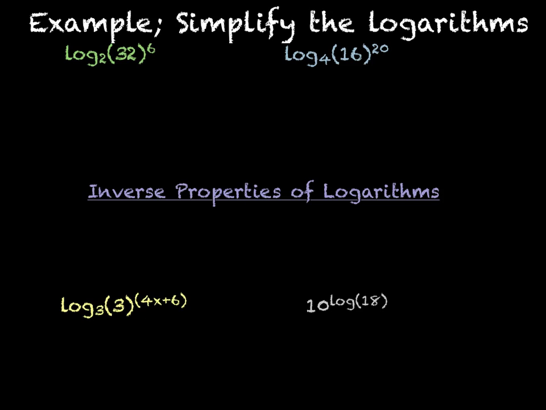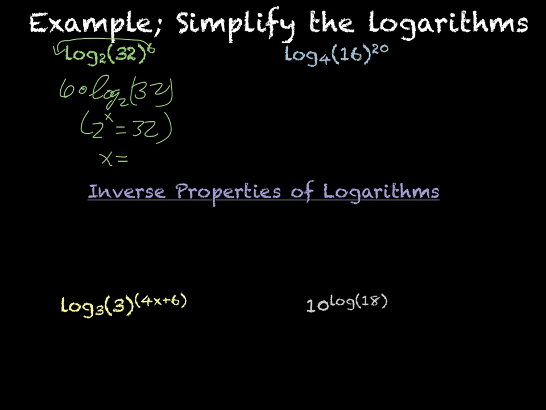Alright, next example, we have log base 2 of 32 equals 6. So this one I'm going to think of as two parts. First, I'm going to bring my exponent up front. So I have 6 times log base 2 of 32. Now I need to figure out what that number is. So I'm going to look at that part right there as 2 to what power gives me 32. 2 times 2 is 4, times 2 is 8, times 2 is 16, times 2 is 32. So what that tells me is x equals 5.